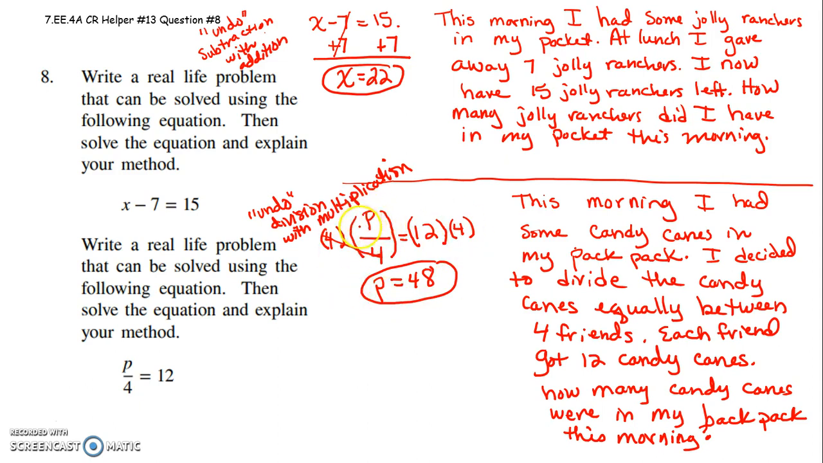You would say, I was looking to isolate P all by itself on one side. I noticed the operation between the P and the 4 was division. I know to undo division with multiplication. Therefore, I multiplied both sides of my equation by 4. On the left-hand side, I was left with P. On the right-hand side of my equal sign, I was left with 48. So I must have had 48 candy canes to start the day. Something along those lines when they ask you to explain your method.